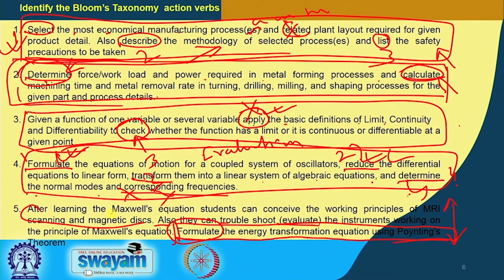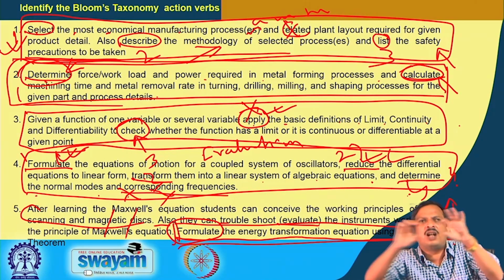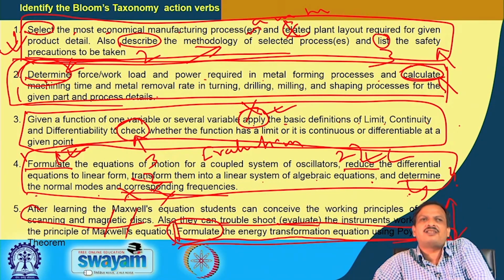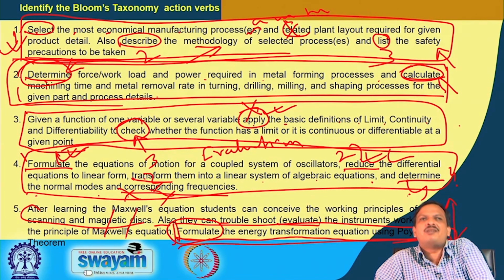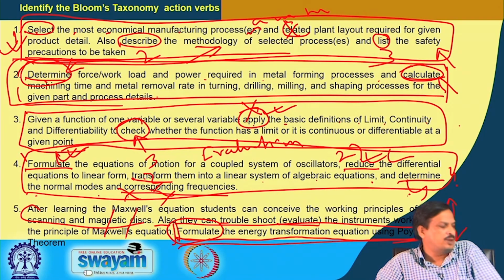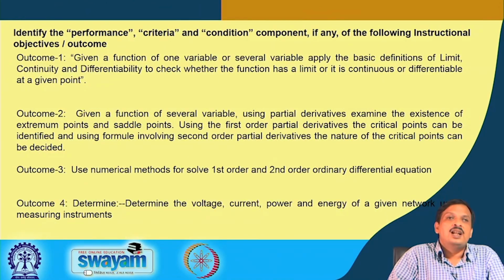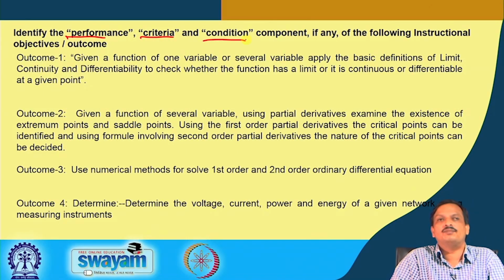Most of it is teacher centric; only this part is student centric. Okay? So in the assignment I have also given an outcome, and you have to find out the action verb, and based on the action verb you have to choose the cognitive level of that outcome. Okay? So this is one kind of skill. Next skill: identify the performance, criteria and condition component in a given outcome.